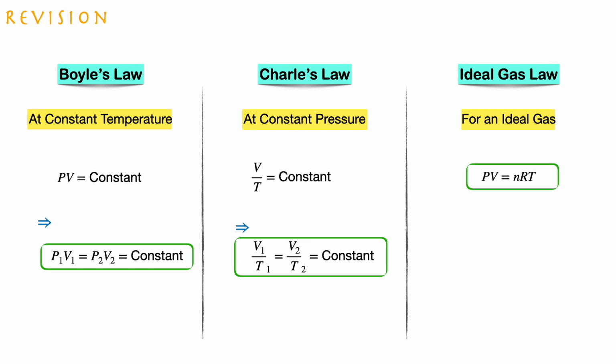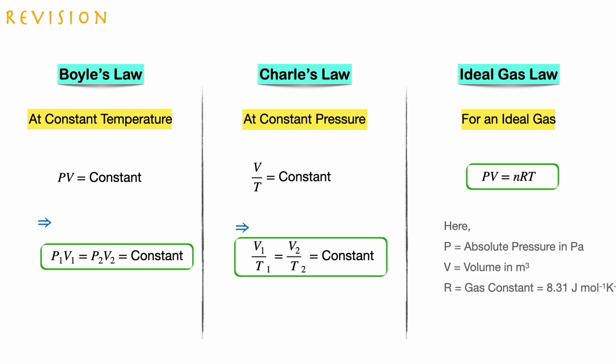The ideal gas law states that for an ideal gas, the pressure, volume, and temperature of a gas are related to each other with this mathematical relation: PV is equal to nRT. Here, P is the absolute pressure in pascals, V is the volume in cubic meters, and R is the gas constant, whose value is 8.31 joules per mole per Kelvin.